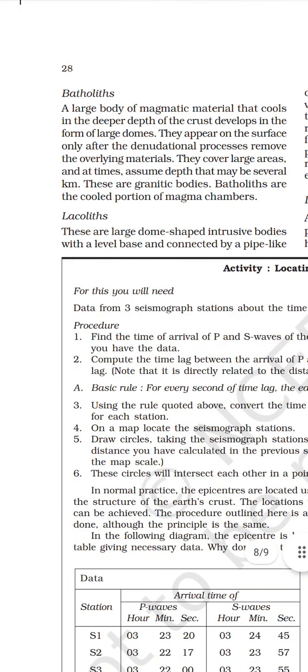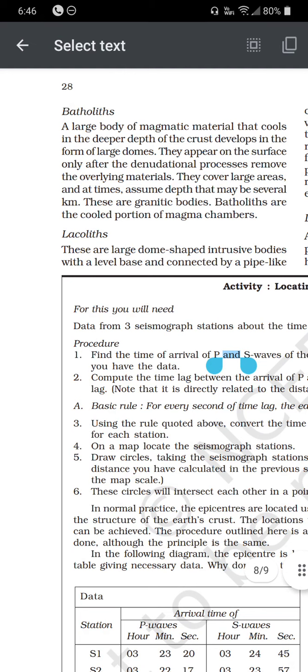Batholiths. A large body of magmatic material that cools in the deeper depth of the crust develops in the form of large domes. They appear on the surface only after the denudational process removes the overlying materials. They cover large areas and at times assume depth that may be several kilometers. These are granitic bodies. Batholiths are the cooled portion of magma chambers.